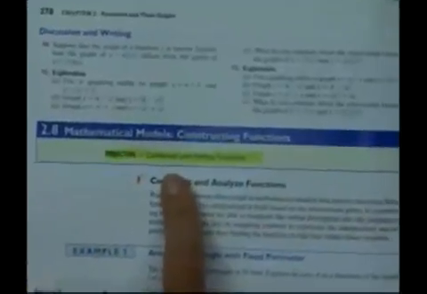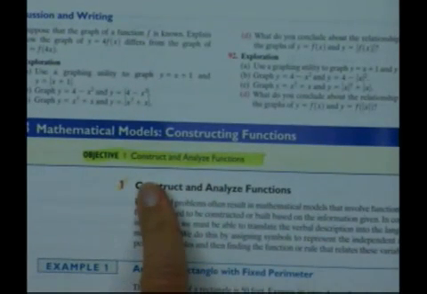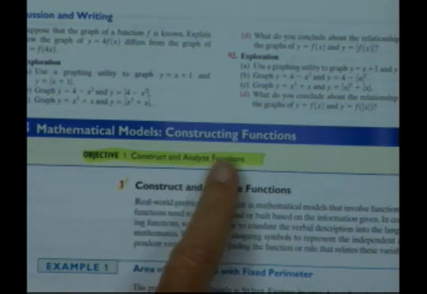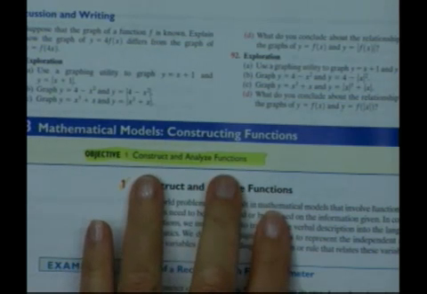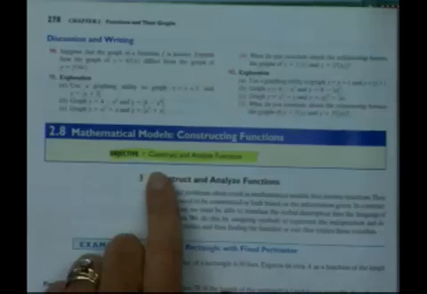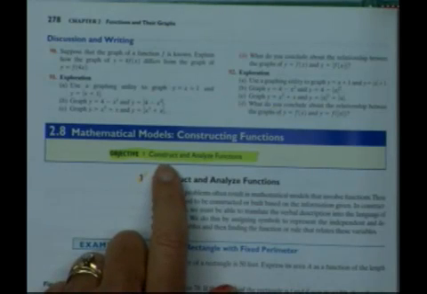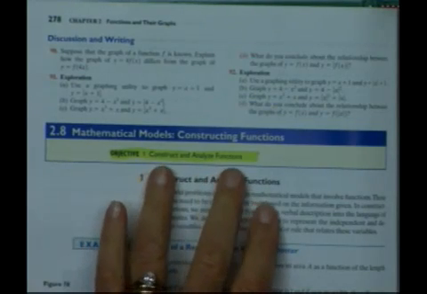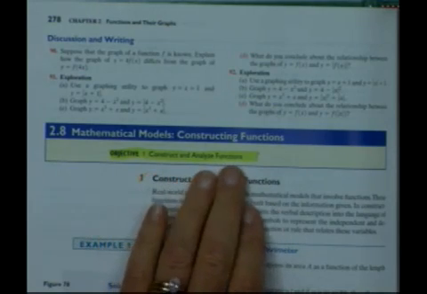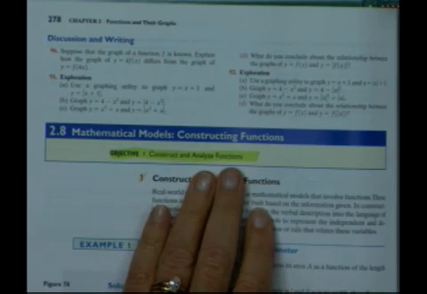And we are in math models, construct and analyze functions. We're in section 2.8. I'm on page 278. Constructing a function means we're going to give you some words. The authors of your textbooks are not using the words word problems. They're using the words like models, construct, so that you'll feel very positive about what you're doing. So we're going to construct some functions, and we're just going to analyze it and see what information we have about that.